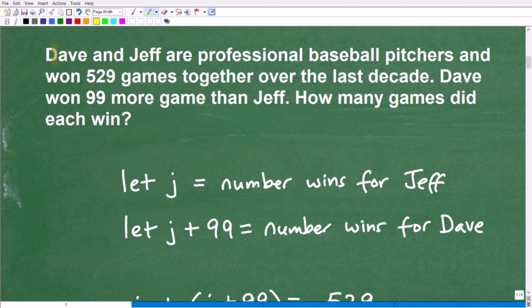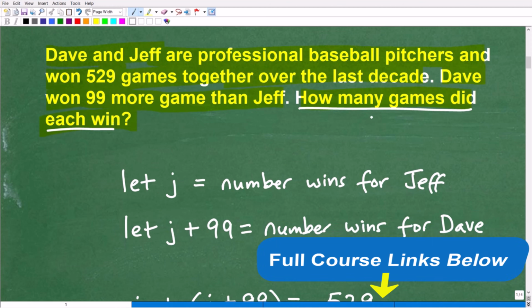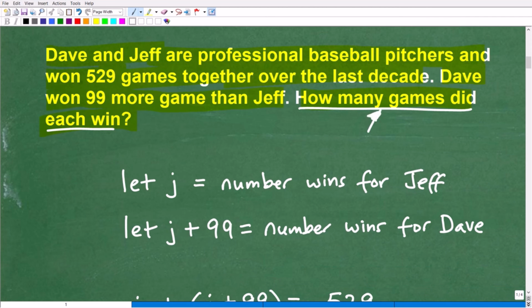So we have Dave and Jeff, professional baseball pitchers, and they won 529 games together. Okay, so obviously this is information I will be using in the problem. 529 games together over the last decade. All right, so Dave won 99 more games than Jeff. How many games did each win? Okay, so I've got to answer the final question. My answer has got to be Dave won this many games and Jeff won this many games. So this is going to be the bottom line. I'm not going to finish the problem until I have answered this question.